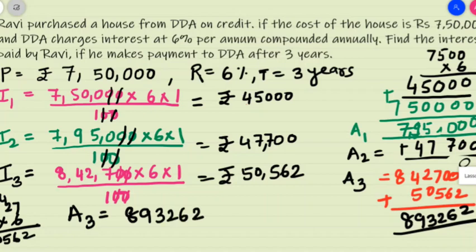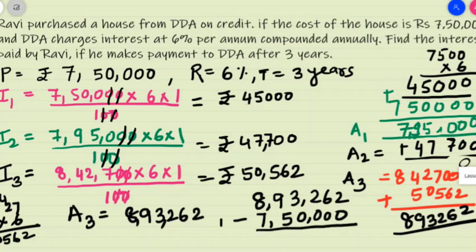So after the third year, the amount to be paid will be 8,93,262. Okay. What will be the compound interest? So compound interest is 8,93,262 minus 7,50,000, which was his initial principal amount. So how much will be the answer? Let us see. 2 6 2 3 9 minus 5 is 4 and 8 minus 7 is 1.